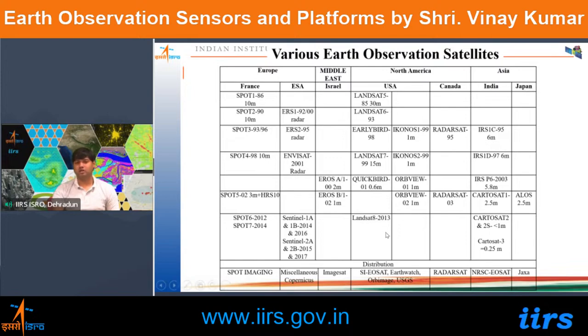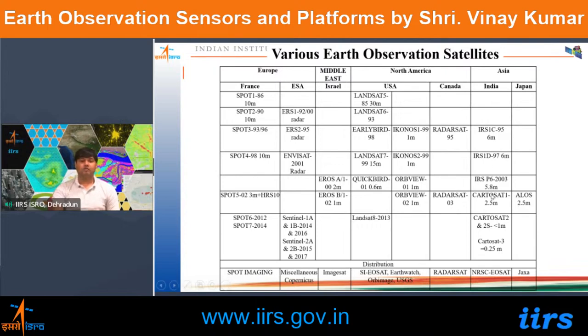Then from the Middle East, Israel has the IIRS series of satellites. There are other satellites also being launched from Israel. Then from the USA, we have the Landsat series of satellites. And the high resolution satellites, Ikonos and GeoEye, are also from the USA. From Canada, we have the RadarSat series of satellites, which carries a SAR sensor.